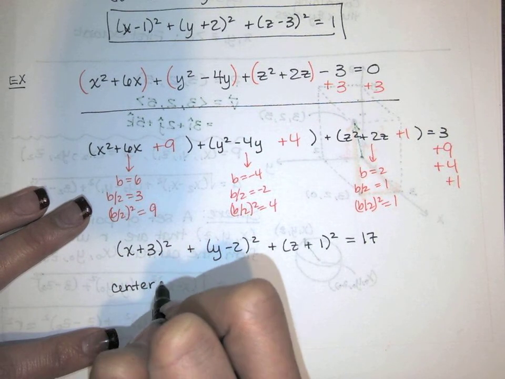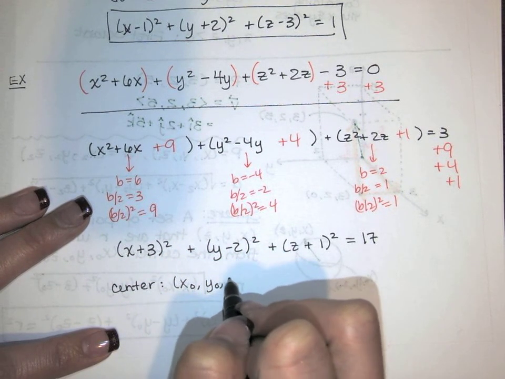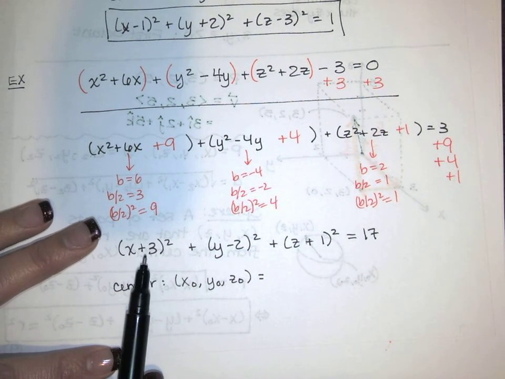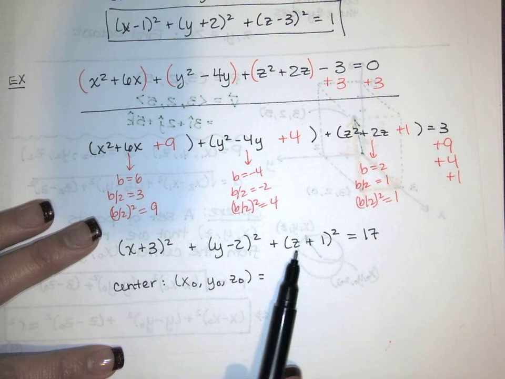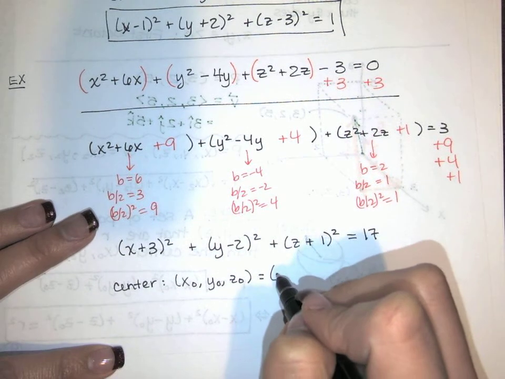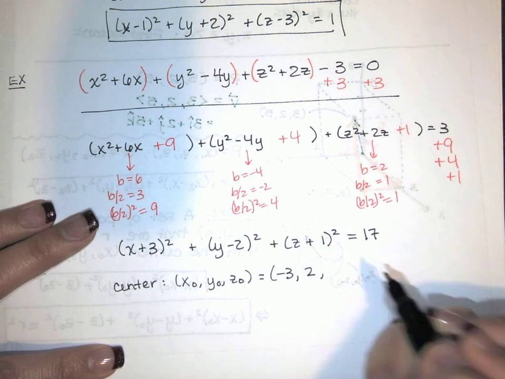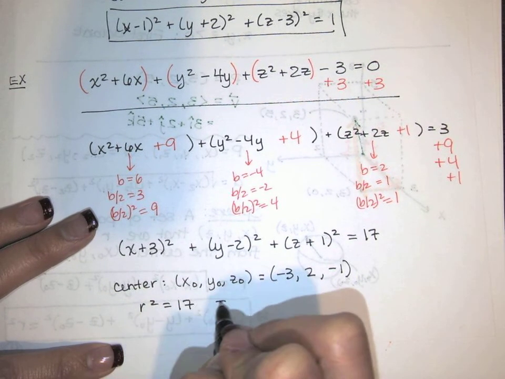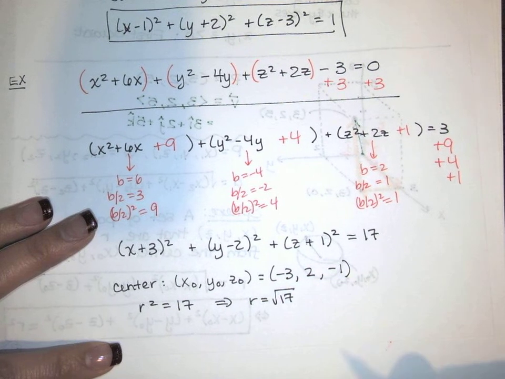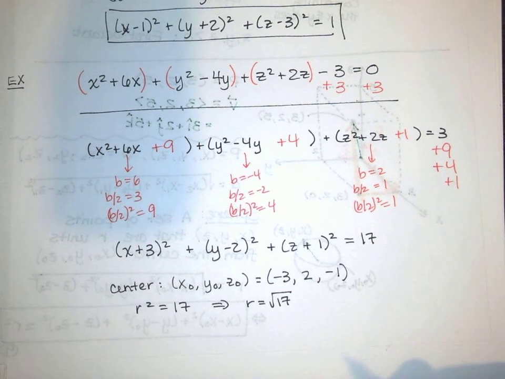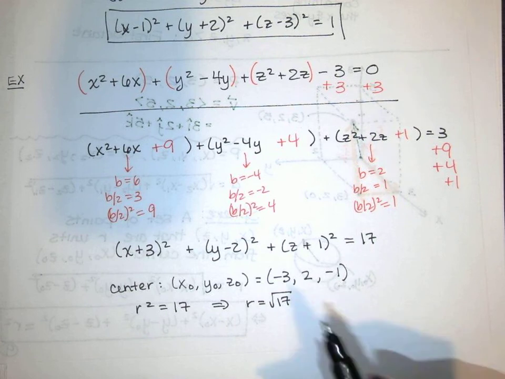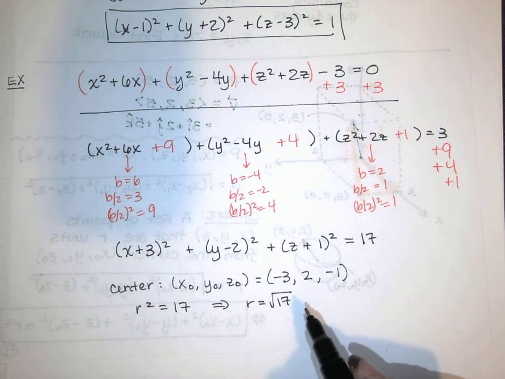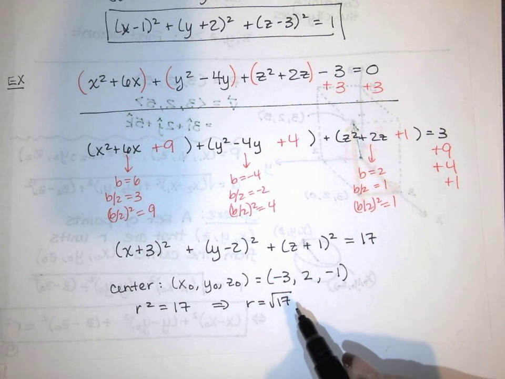The center of the sphere is given by x naught, y naught, z naught. And remember, you're going to take the opposite of whatever sign is visible. So if I see a +3, it's going to be a -3. When I see a -2, it's going to be a 2. When I see a +1, that's going to be a -1. R squared is 17. So just take the square root of both sides. R is the square root of 17. It's a little bit more than the square root of 16, so it's a little bit more than 4. So I'd plot this point, and I'd go out 4 plus units in the x direction, y direction, and z direction in order to sketch my sphere if I wanted to.